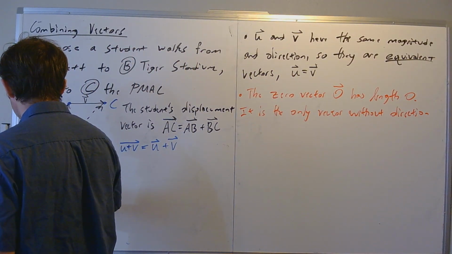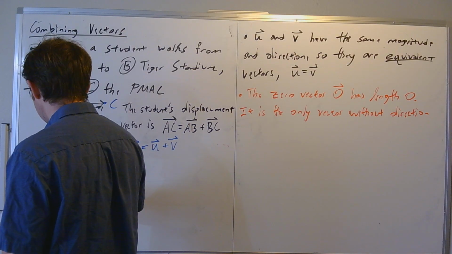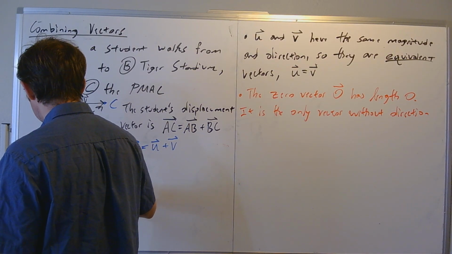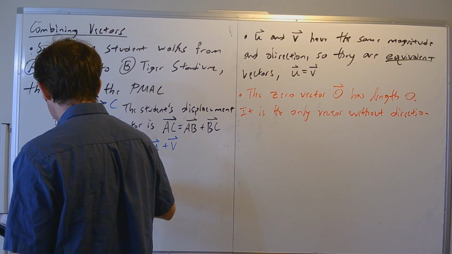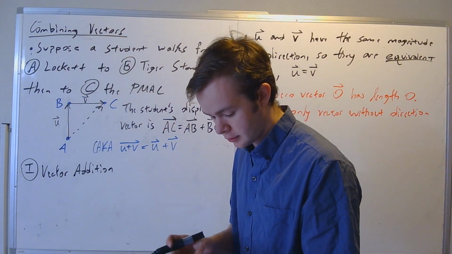So I'm going to use the Roman numeral 1. This looks like an I, but it's the Roman numeral 1. And I'll say vector addition. Okay, so that's our first section, is vector addition.